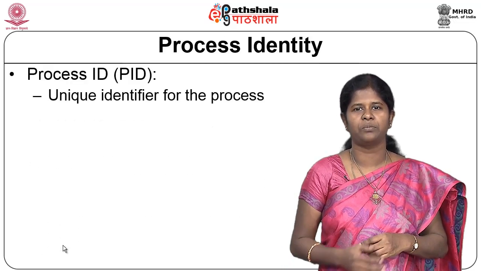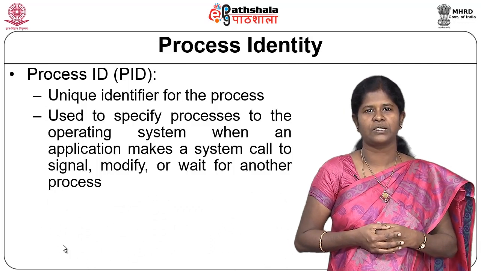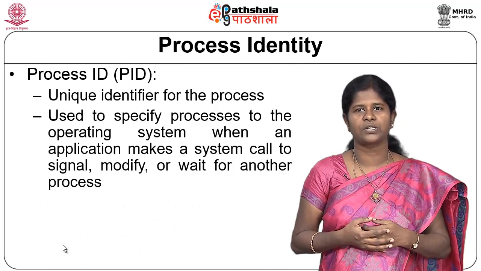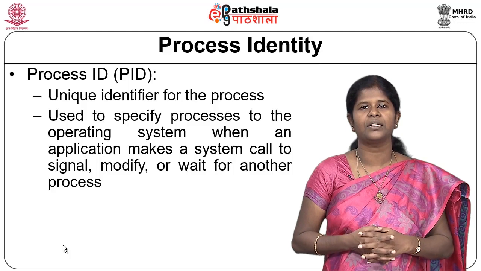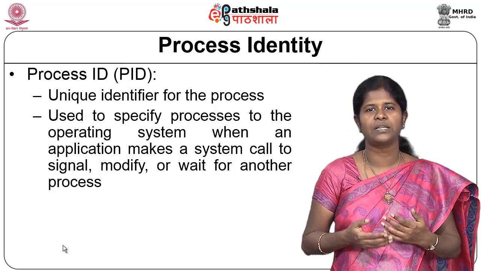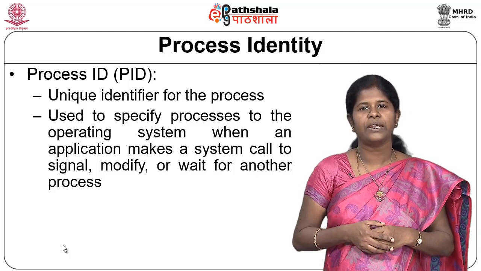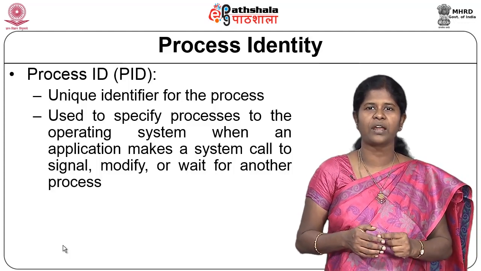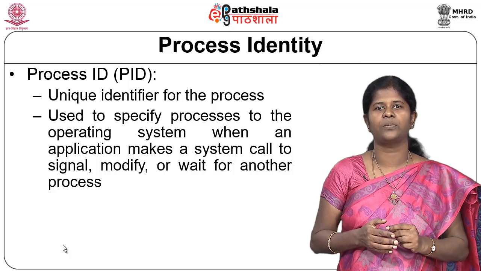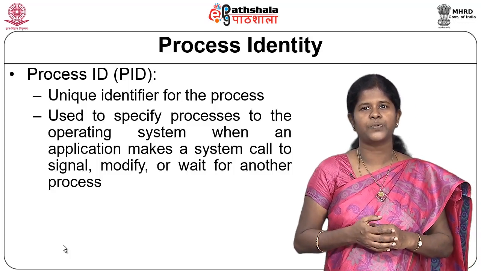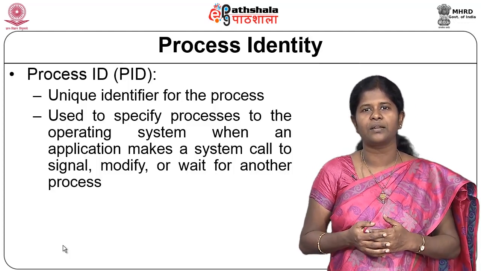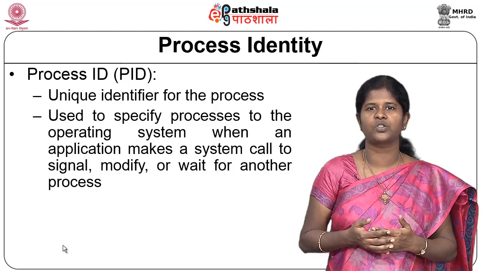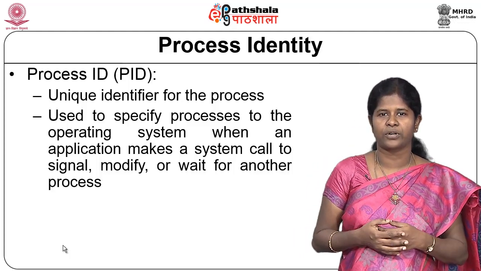So, first we will see about the identity of a process. There are different ways in which a process is identified, and the main thing that is used to identify a process is the process ID. Each process, when it is created, is given a number or a unique identifier, and that is called the process ID. This process ID is very useful when the process has to be referred to by any users or by any other program.